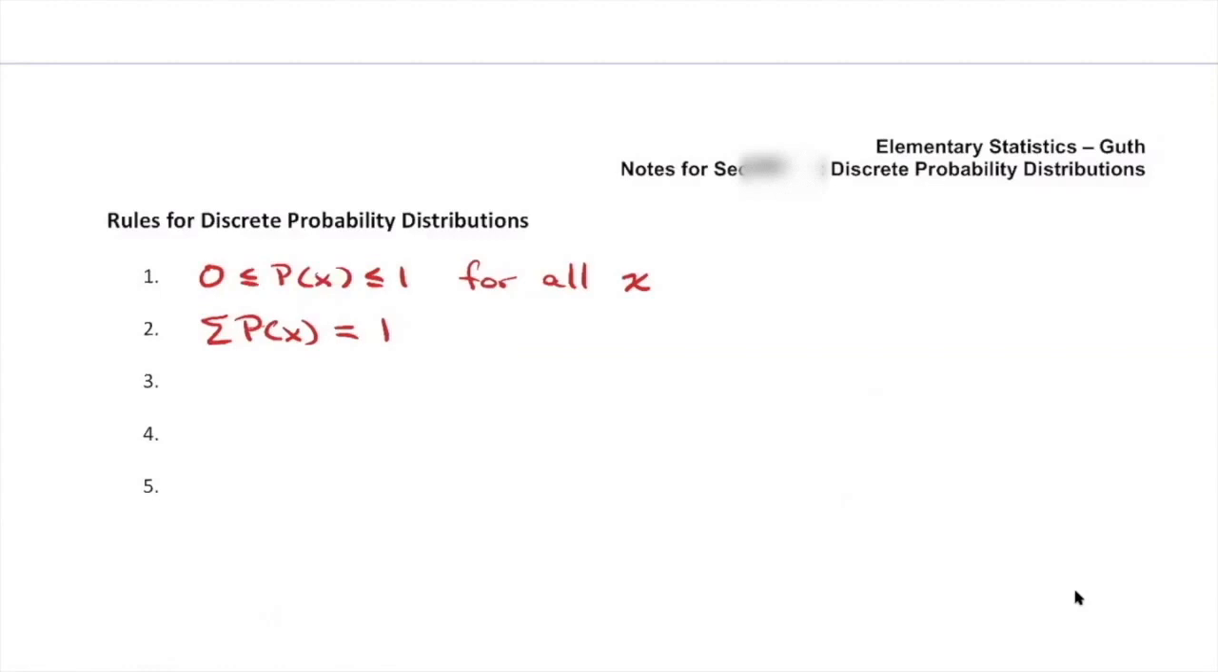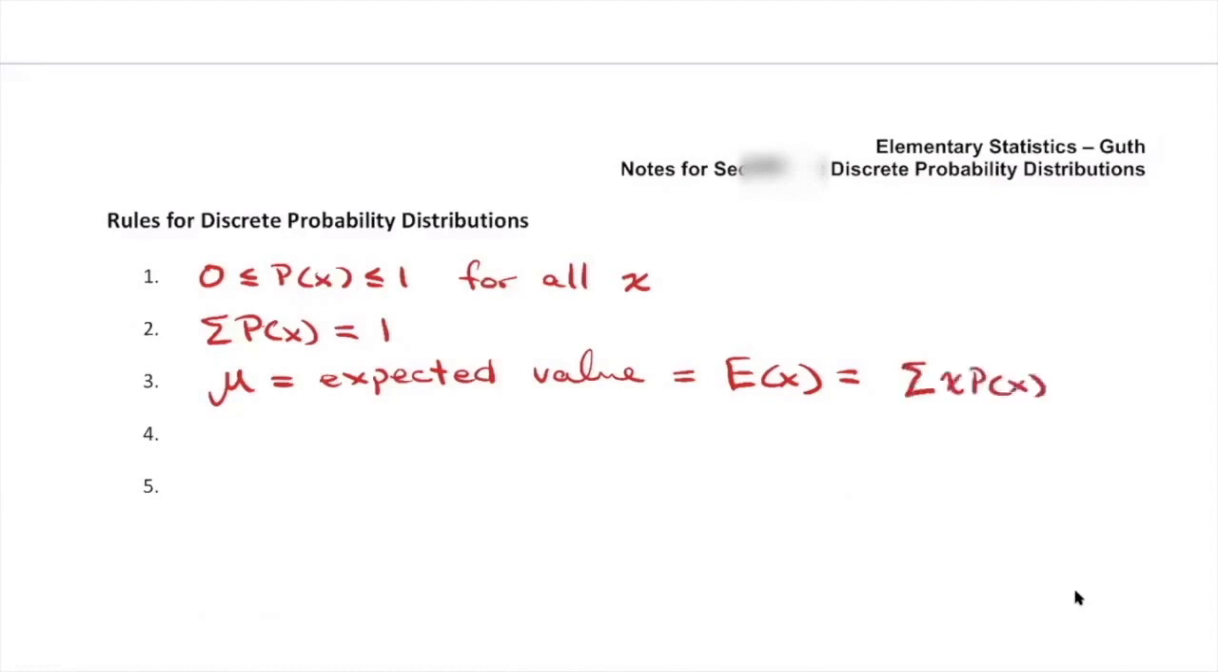Then I think the next one was that the mean is also called expected value. Now it gets a new name. It's also denoted E of x. So these are all different ways of saying the mean. Okay, the mean is the expected value of the variable x. Okay, and then the formula is, as we've used already, it's the sum of x times p of x, like that.